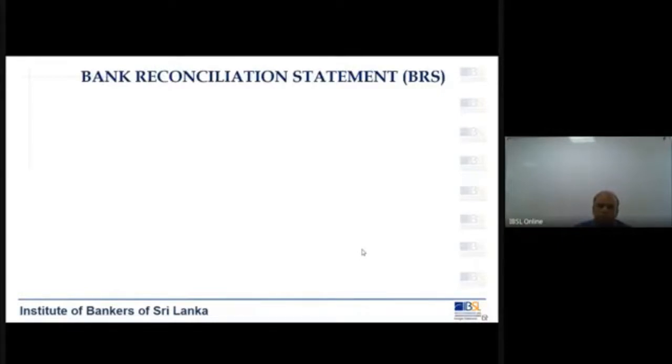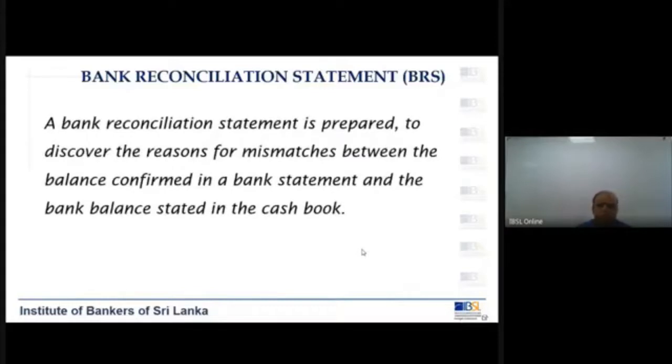Now we look at the bank reconciliation definition. A bank reconciliation statement is prepared to discover the reasons for mismatches between the balance confirmed in a bank statement and the bank balance stated in the cash book. So what is a bank reconciliation statement? If you are requested to write a description or a definition, this is what you have to write. So a bank reconciliation statement is prepared. Why? To discover the reasons for mismatches between the balance confirmed in a bank statement and the bank balance stated in the cash book. Okay.